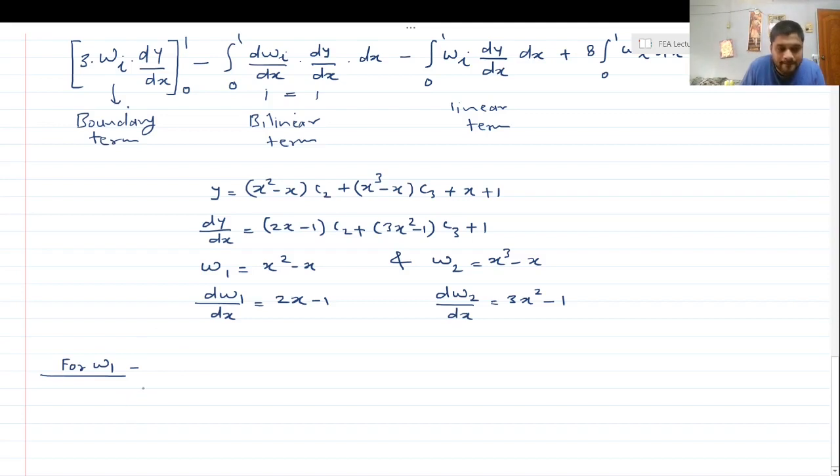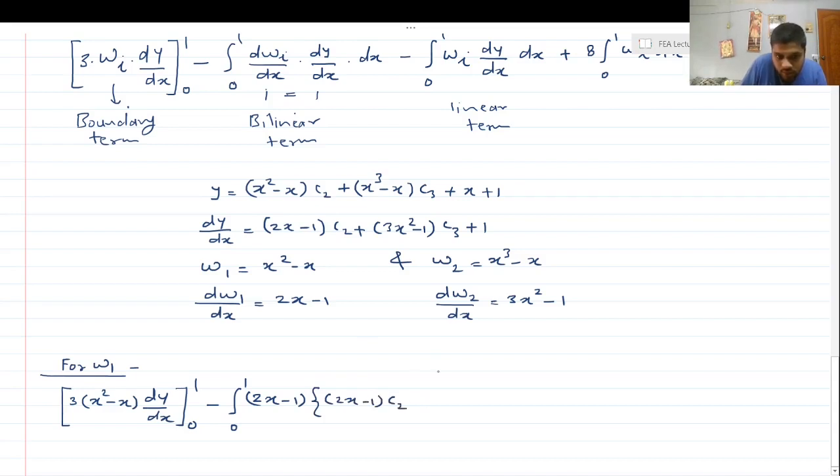So what will happen over here is, if you closely observe this term, that is the boundary term, what I have here is 3, inside the bracket W1. What is W1? W1 is x square minus x. For the time being, we will not derive this dy by dx. We'll keep dy by dx as it is. We'll see what exactly happens. This is the limit 0 to 1. Minus, I have 0 to 1 dW1 by dx. That is 2x minus 1, multiplied by dy by dx, that is again 2x minus 1 c2 plus 3x square minus 1 c3 plus 1 dx.